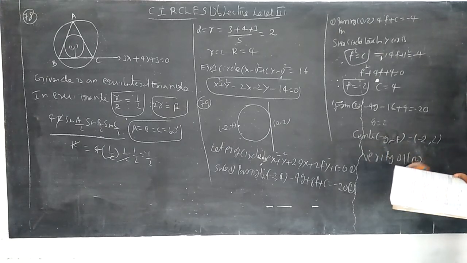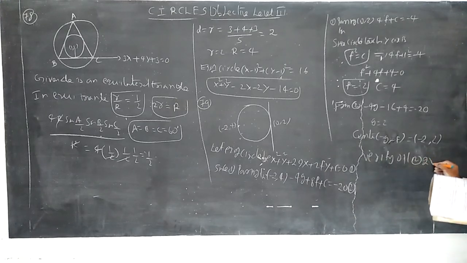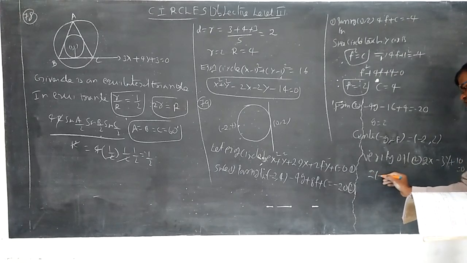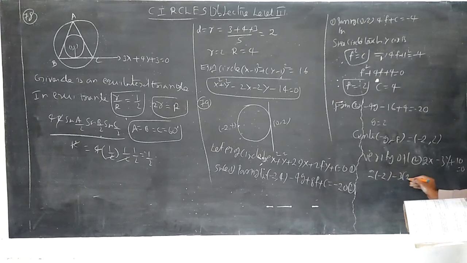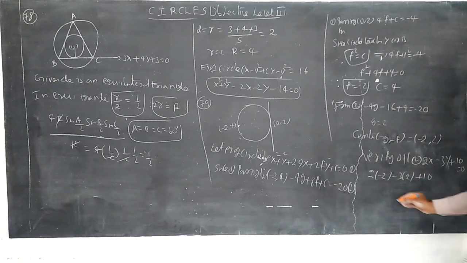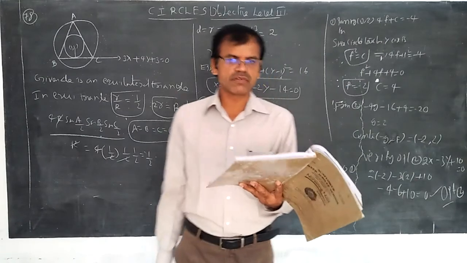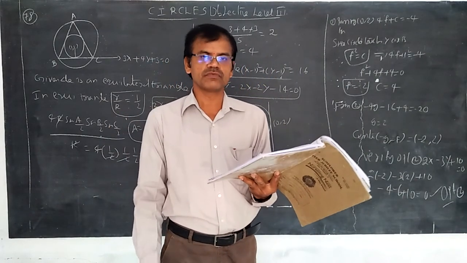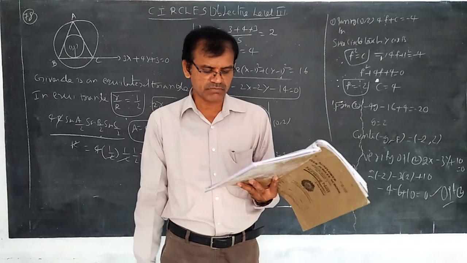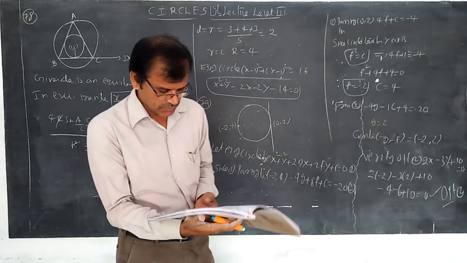Verify option 2, the second option: 2x minus 3y plus 10 equal to 0. Substitute here 2 into -2 minus 3 into 2 plus 10. Here -4 minus 6 plus 10 is equal to 0. It is correct, option 2 is verified. Students, here in your material, it is given as 2x plus 3y plus 10 equal to 0, which is wrong. You correct the option to 2x minus 3y. I know the option very well.